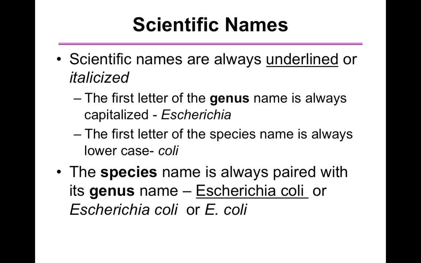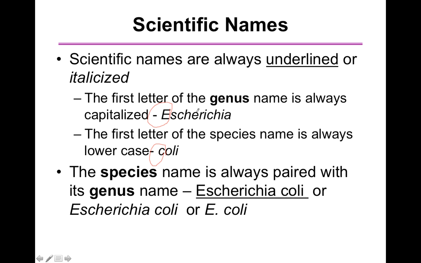Always, guys, the first letter of the genus name is always capitalized. When you write down the genus of anything, you have to have the first letter as a capital. The first letter of the species name is always lowercase. Here we have the lowercase for the species.